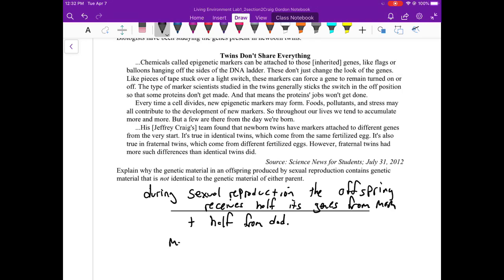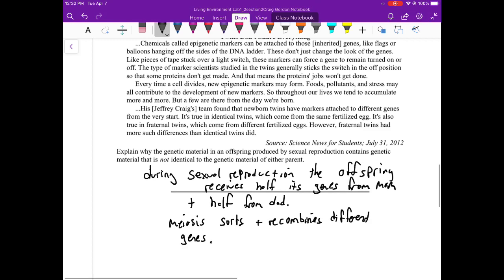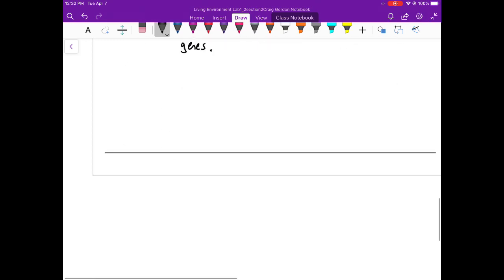Also, meiosis sorts and recombines different genes. All right, that's a tough one in there. And that reading has nothing to do with the question.